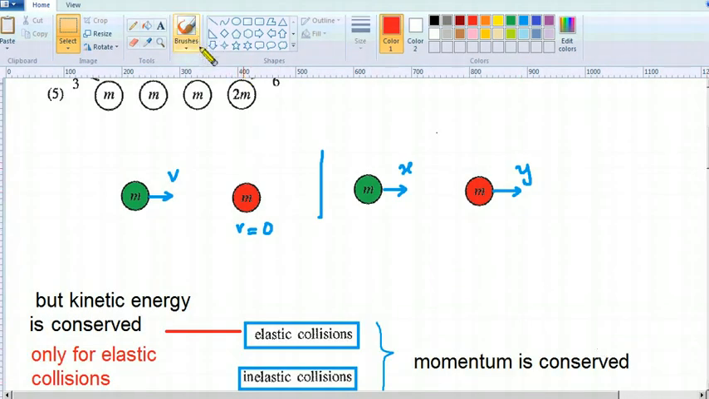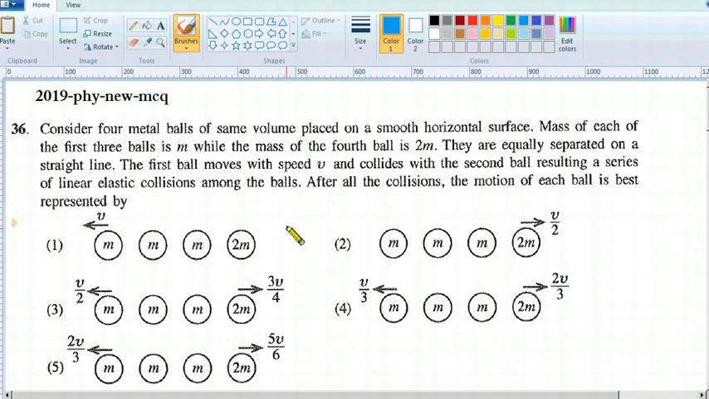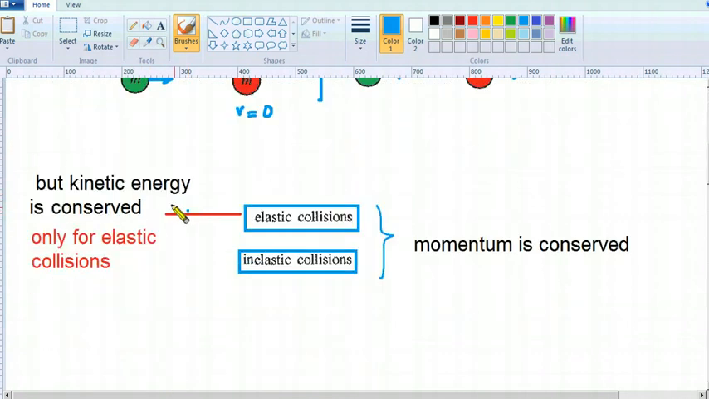So children, there are 2 types of collisions. One is called elastic collisions, the other is called inelastic collisions. So in this question they have mentioned that this collision is an elastic collision. So there are 2 rules. One is the conservation of momentum, the other is the conservation of kinetic energy.